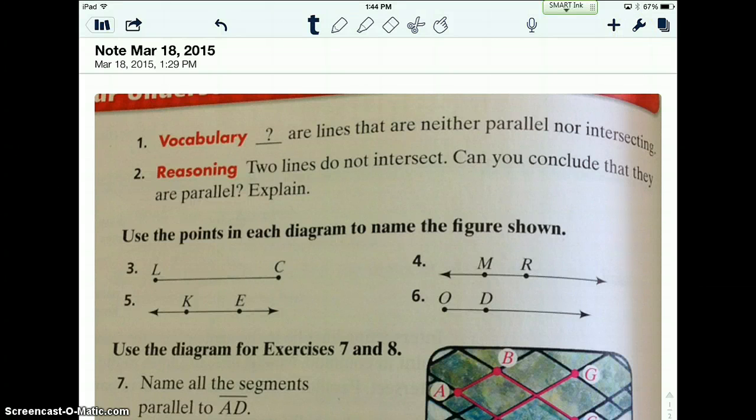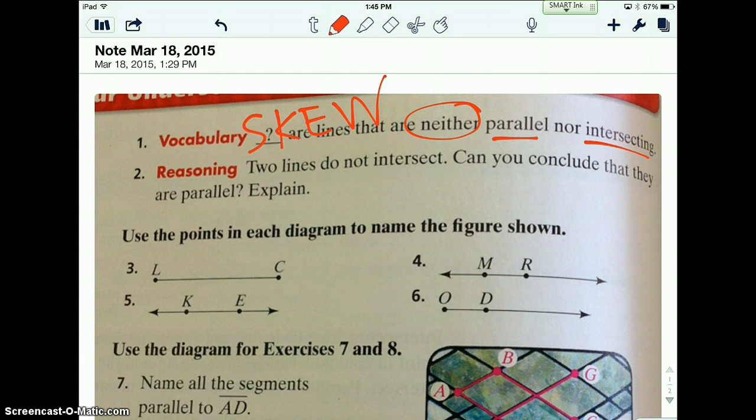All right, so these are the quiz corrections. If you did not get 8 out of 8, you're going through with me and making your corrections. So number 1, lines that are neither parallel or intersecting, what are they? They're known as skew lines. If they're not parallel and they're not intersecting, then they're skew.